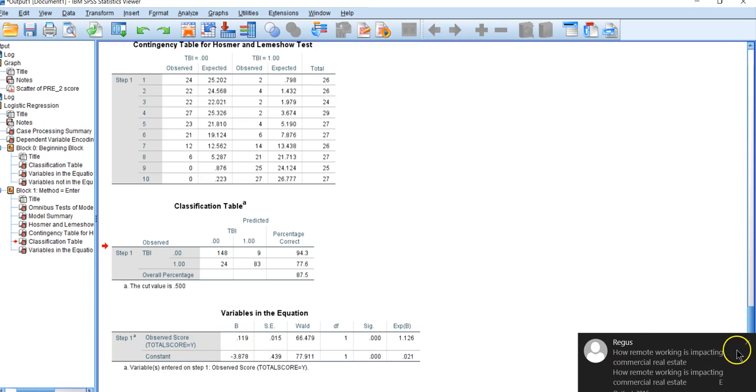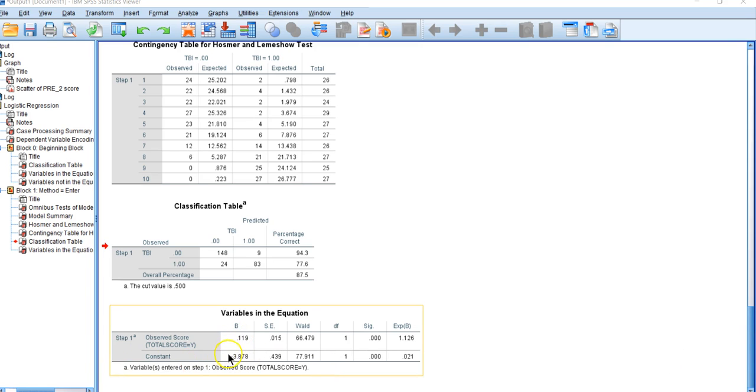And then this is our regression equation. Notice the constant is down there. This is the A part, A plus BX. This is the A. That was the minus 3.878. And this is the B, 0.119. All right. And these are both significant. So the variable is significant.